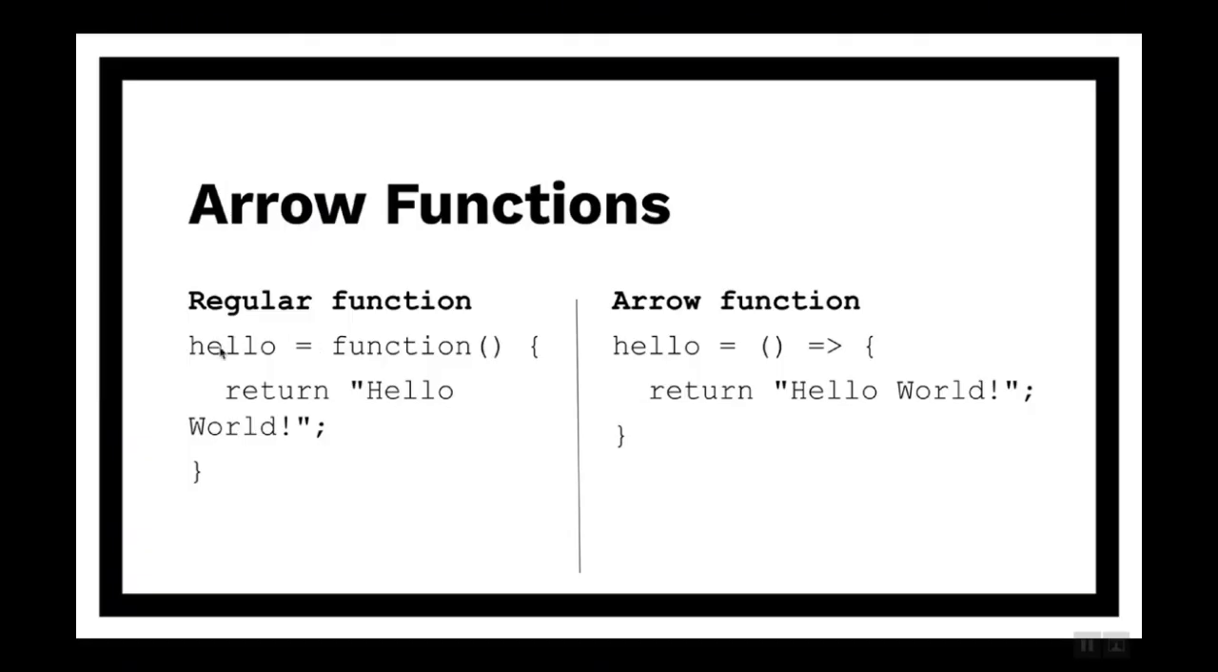Okay, so this is your regular function, and this is an arrow function. The good thing about this is we have to write much less code, and it allows us to achieve developer productivity.